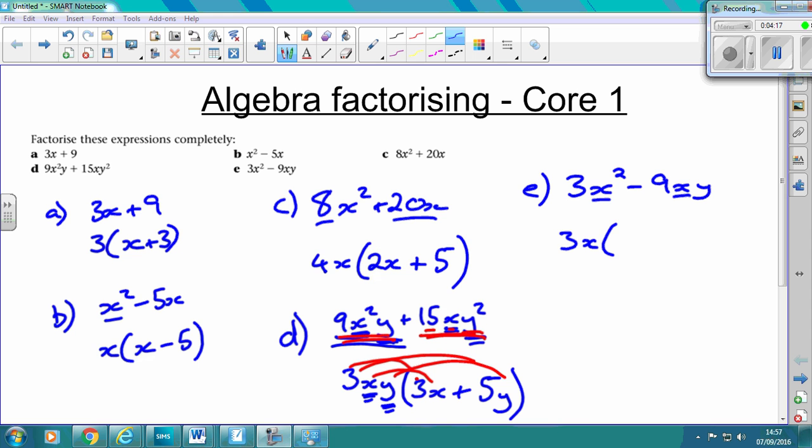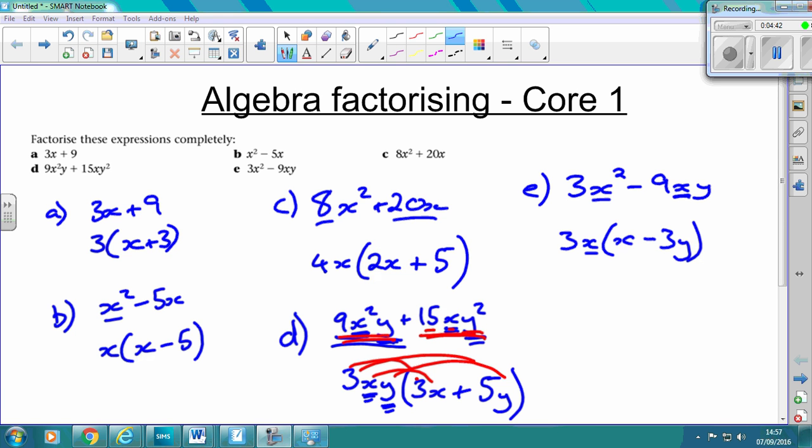We've got 3x, and then what do we multiply 3x by to get 3x squared? We don't need to multiply by any numbers, because we've got the 3 already. But we do need to have an extra x in there. So 3x times x is going to be 3x squared. Minus, then we've got 3 times something makes a 9. That's going to be 3. We don't need any more x's because we've got 1x here and we've got 1x in the original question, but we do need another y. So it's going to be 3x bracket x minus 3y.